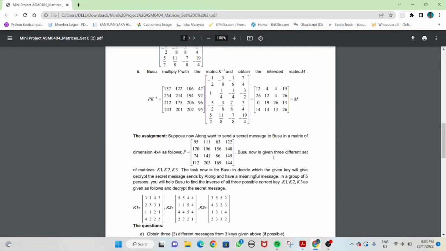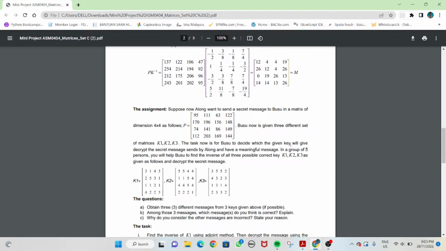Busu now is given three different sets of matrices K1, K2 and K3. The task now is for Busu to decide which of the given keys will decrypt the message sent by Along and have a meaningful message. In a group of 5 persons, you will help Busu to find the inverse of all three possible correct keys K1, K2, K3 as given as follows and decrypt the secret message.